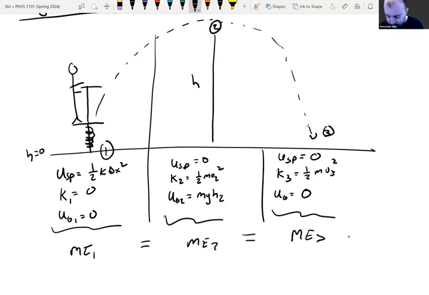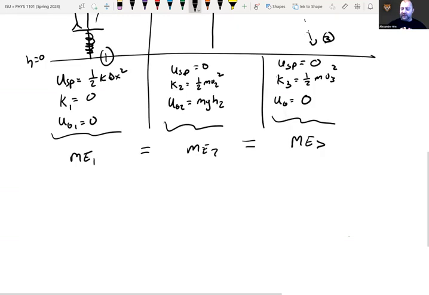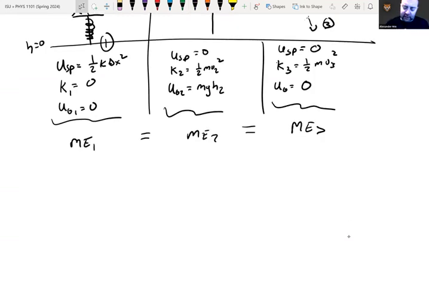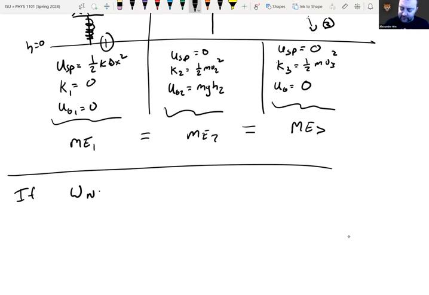Now, to extend this a little bit, and this is where it comes in more often: if your non-conserved work is not equal to 0, so if you do have some external agent doing work, then basically what that means is that the non-conserved work is equal to the change in your mechanical energy. So any work done by a non-conservative force will either add mechanical energy to the system or remove mechanical energy from the system.